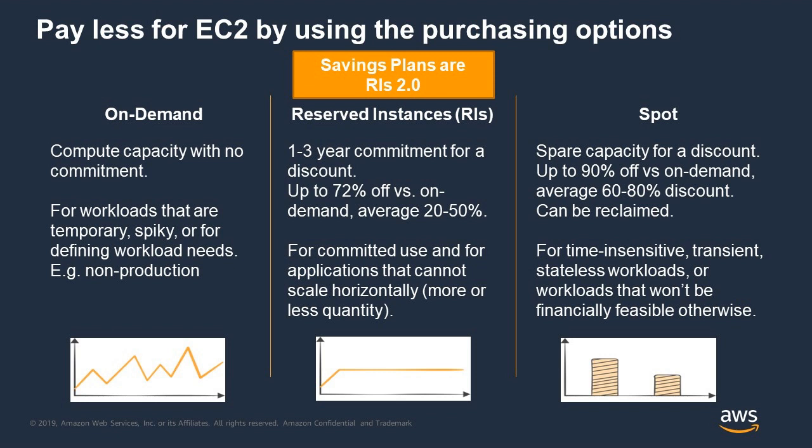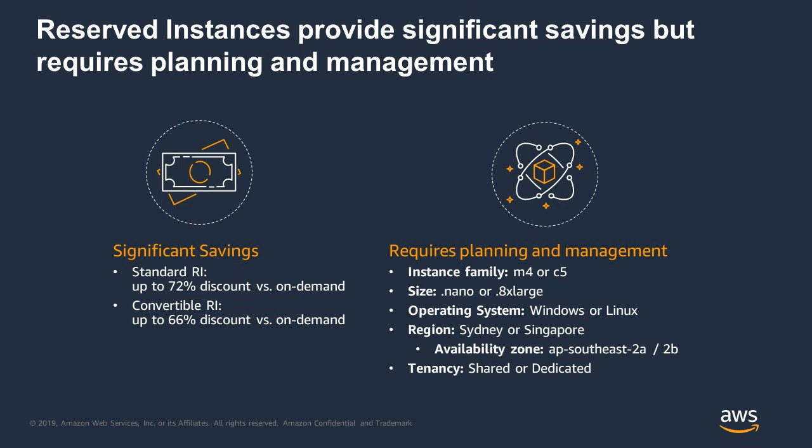So savings plans fits into this picture in and against the reserved instances. You can think of them as RIs 2.0. Some of you on this webinar may be new to reserved instances as well, so I'll share a bit of information about that. Reserved instances provide significant savings, up to 72% discount versus on-demand, but they also required some planning and management as well.